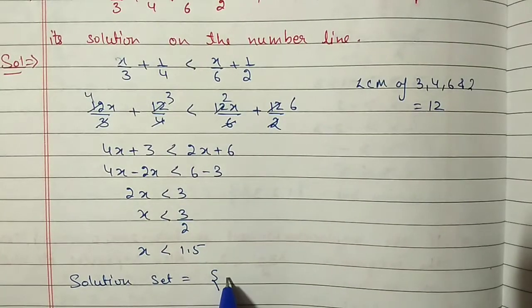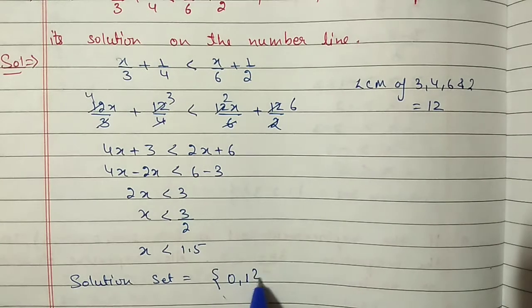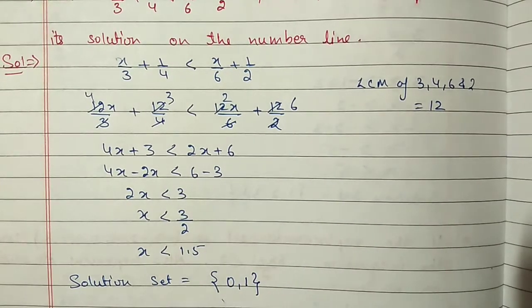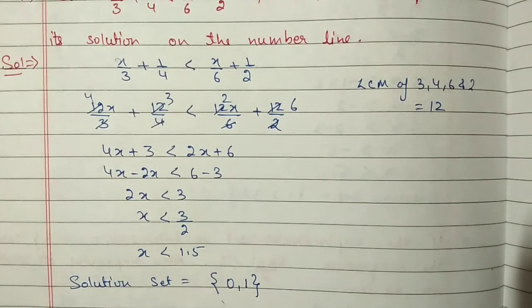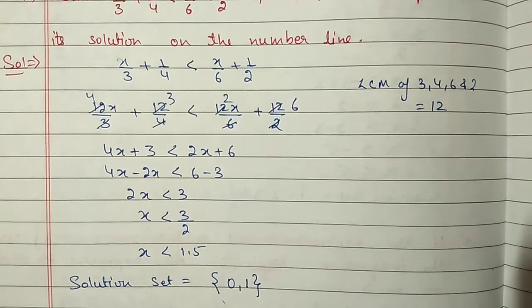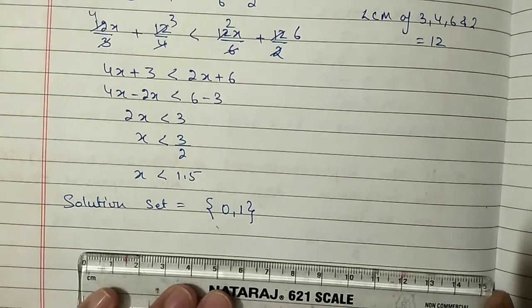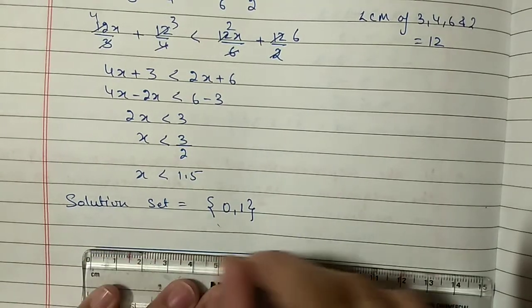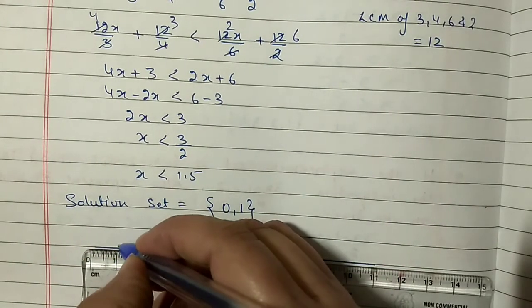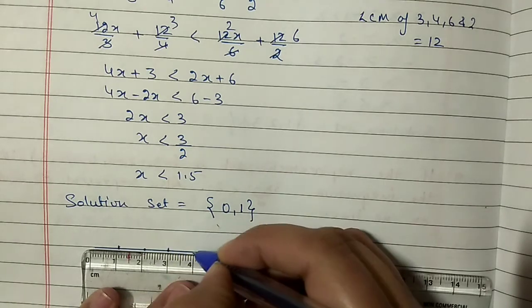So the whole numbers start from 0, and we have to take 0 and 1 because only 0 and 1 are less than 1.5. Now this set we have to represent on number line also. So first draw line with the help of pencil and scale. Mark equal gap each centimeter.